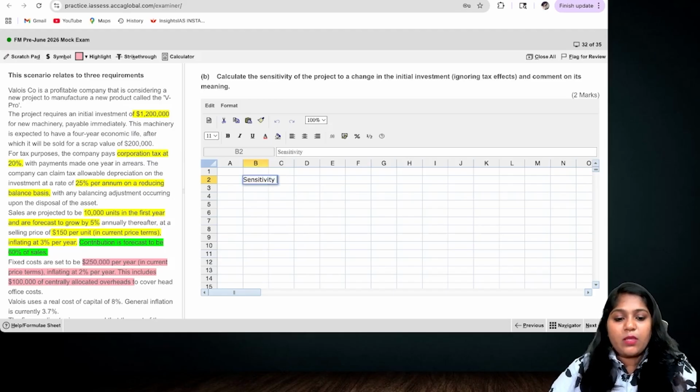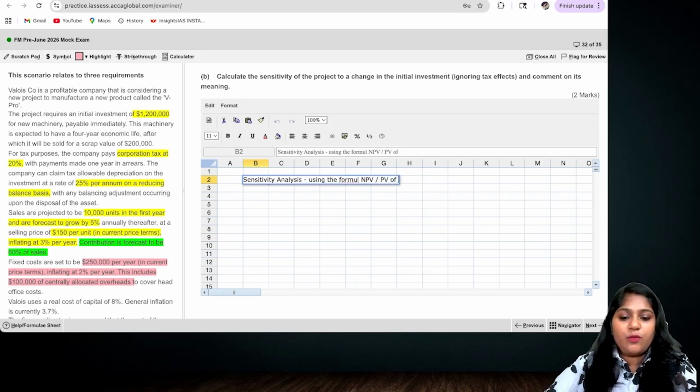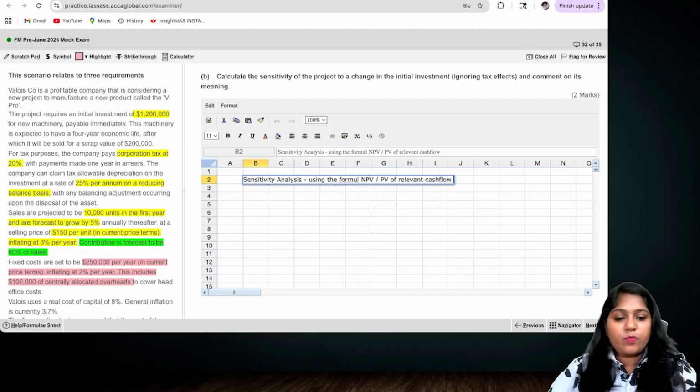Sensitivity analysis is calculated using the formula called NPV, the present NPV divided by present value of relevant cash flow. Here the relevant cash flow is initial investment. So that means what should I do? I'll take the NPV value divided by the present value of initial investment.